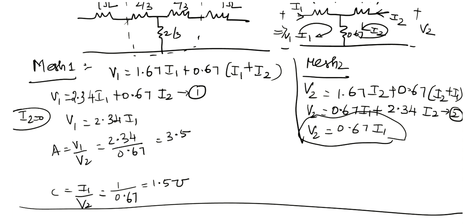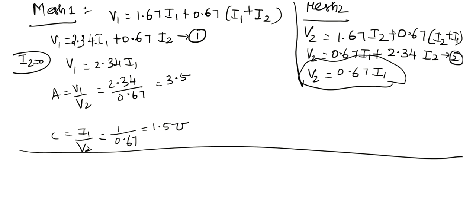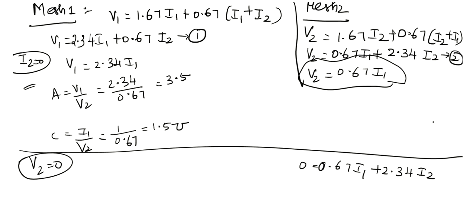Now the I2 equal to 0 concept is over. See here, I2 equal to 0 concept is over. Now the V2 equal to 0 concept. So look at the main equations number 1 and 2. While making V1, it is not having V2, so don't disturb. But here, what about your main equation? V2 equal to 0 means 0 equal to 0.67 I1 plus 2.34 I2. That is your second equation.